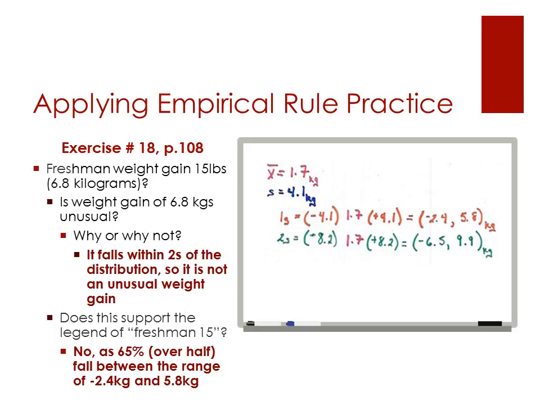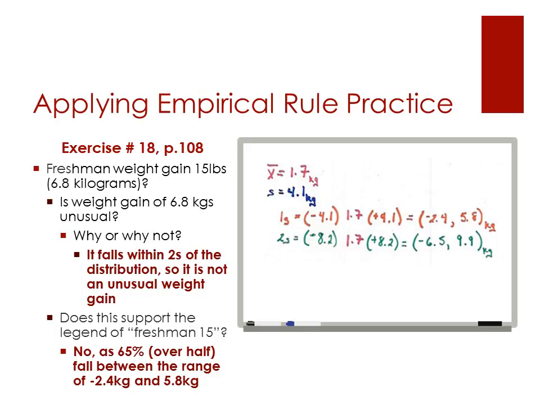So when we're looking at this, we can see that A, the weight gain of 6.8 kilograms is not unusual. It falls within 2 standard deviations of the distribution. However, this does not support the idea of most people gaining 15 pounds. Because applying the empirical rule, we can see that 65%, or over half of the population, falls between the range of losing 2.4 kilograms or gaining 5.8 kilograms. So, although a 6.8 kilogram gain is not unusual, it is not the norm.